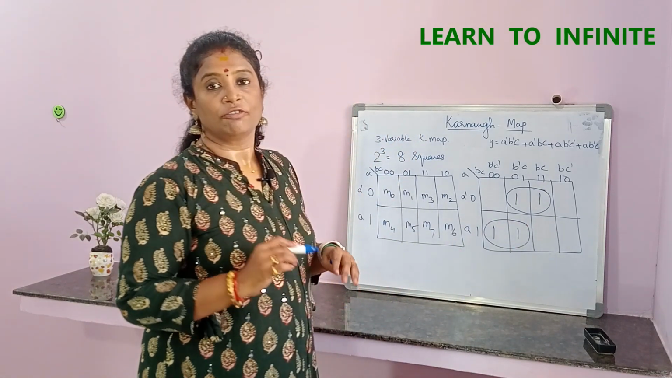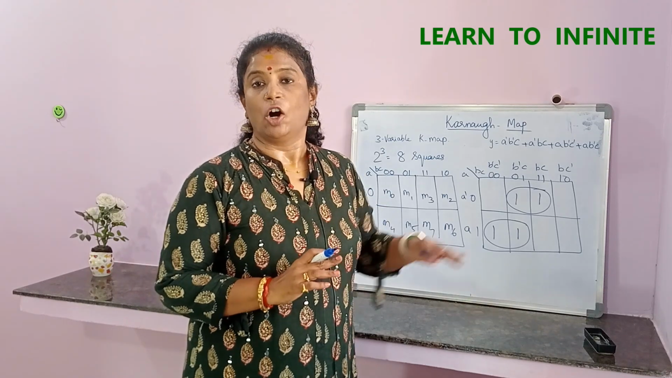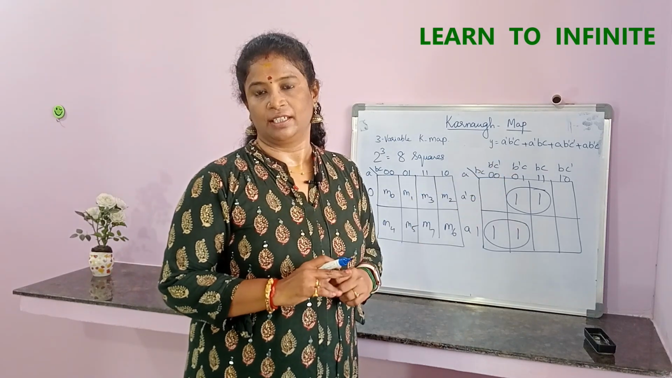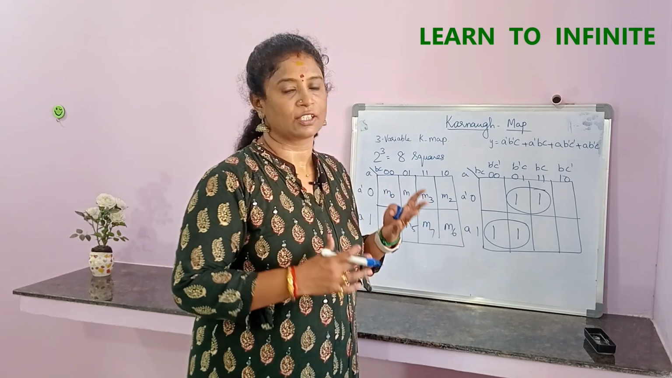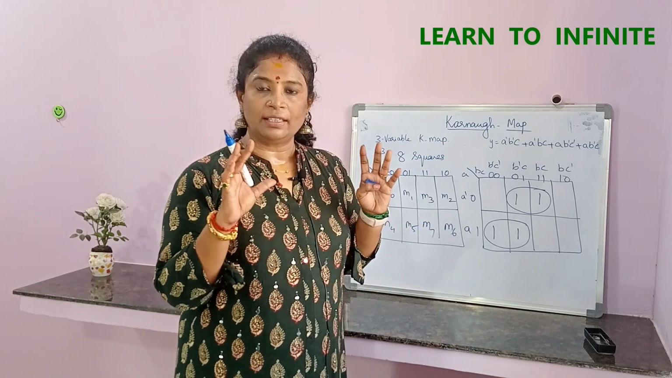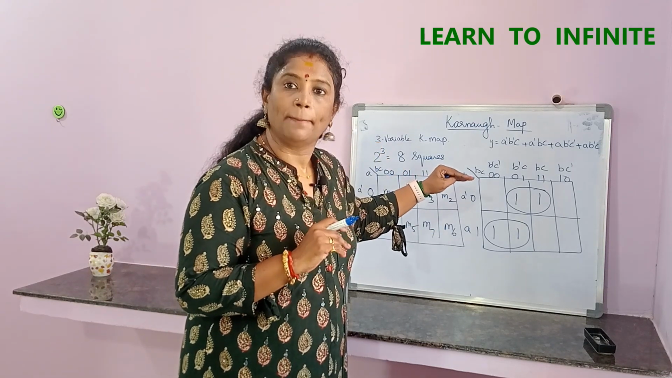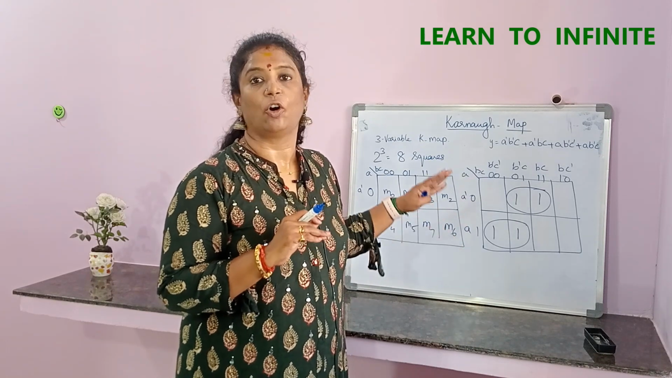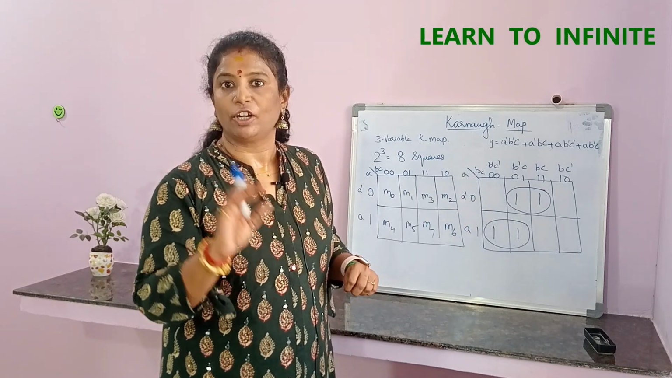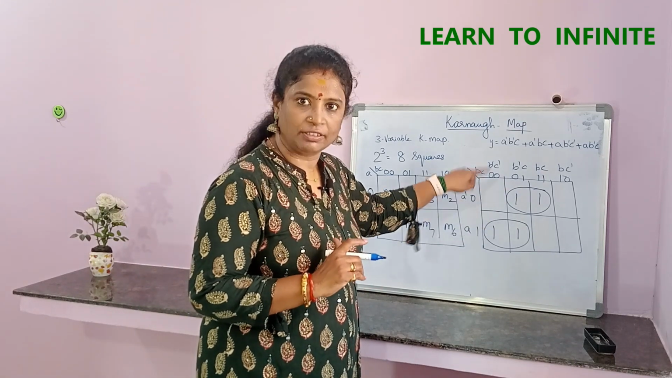So you have to formulate or make a pair in such a way that all the ones are being filled. It is not that I am going to form 3 pairs, 4 pairs, no. You have to conclude that I am going to form the minimum number of pairs or minimum number of quads in such a way that all the ones are being filled. For example, here we have formed two pairs. All the ones are filled.